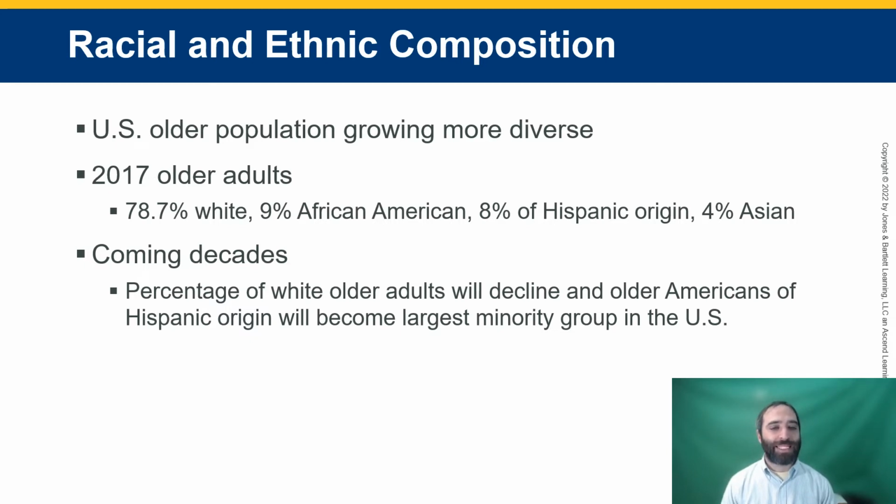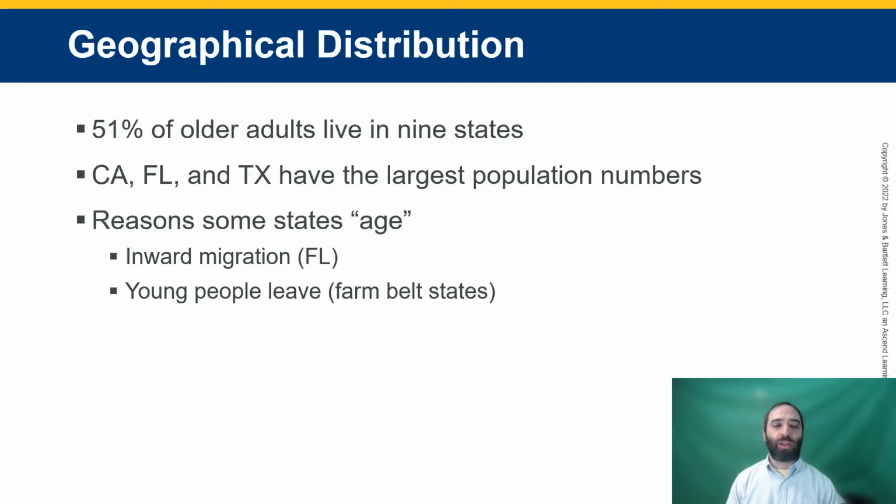In the coming decades, the percentage of white older adults will decline, as it will with non-older adults and youth, and older Americans of Hispanic origin will become the second largest minority group in the United States, right? So as you can see right here, right now, African Americans are the largest minority, but in the future, Hispanic Americans will be.